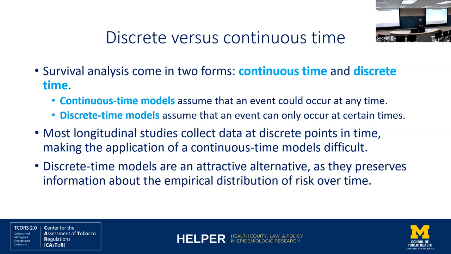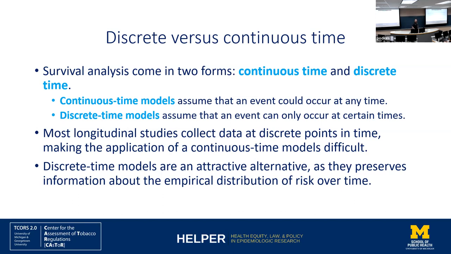Because most longitudinal data sets collect data at discrete points in time, the application of continuous time models is often difficult to carry out in practice. Because of that, discrete time models become an attractive alternative. They preserve the information about the empirical distribution of risk over time, and that's really what we're trying to model. We're trying to capture this risk over time.